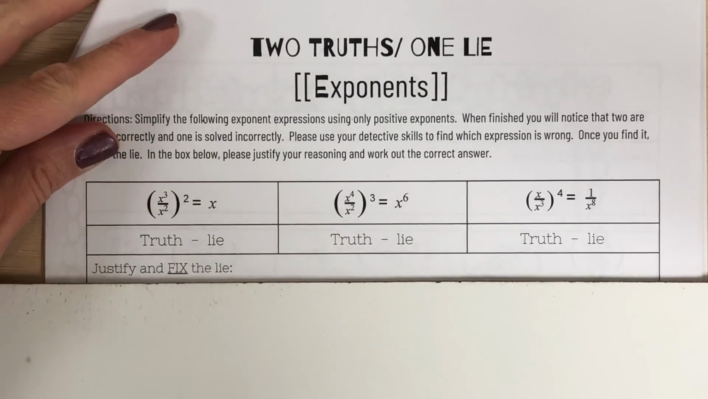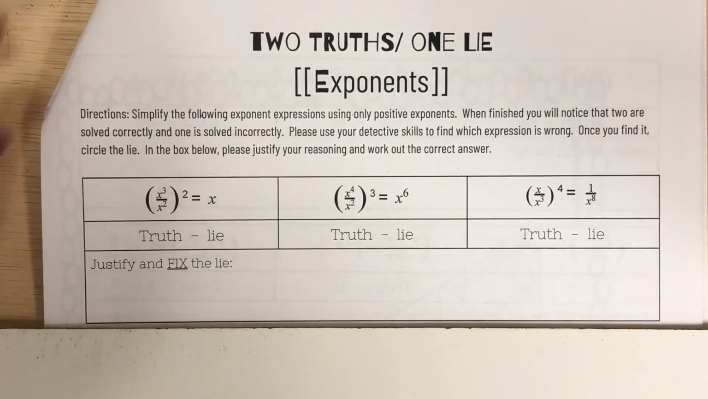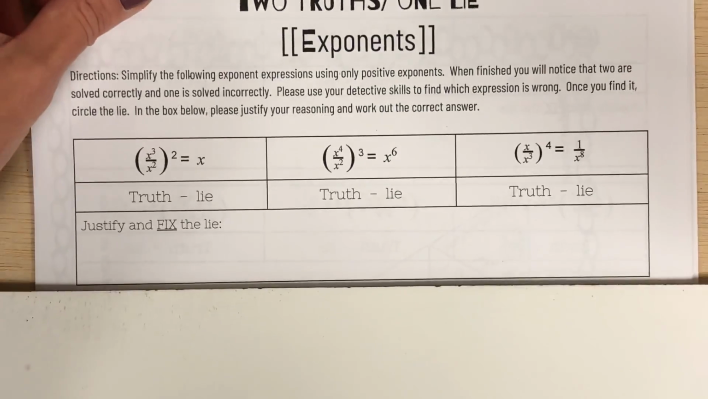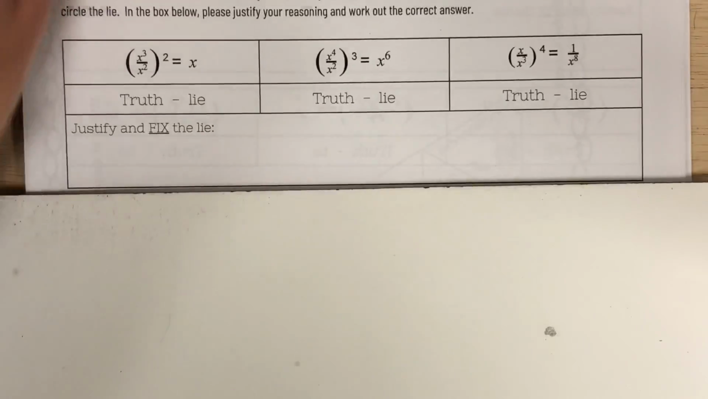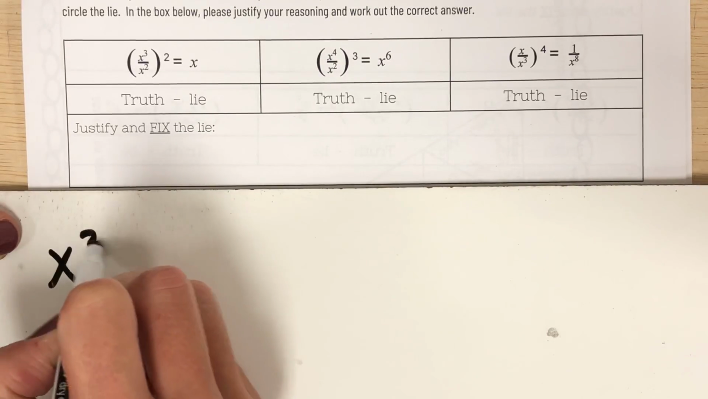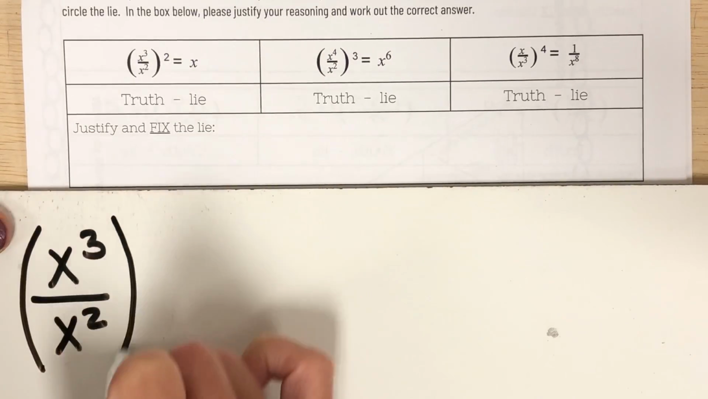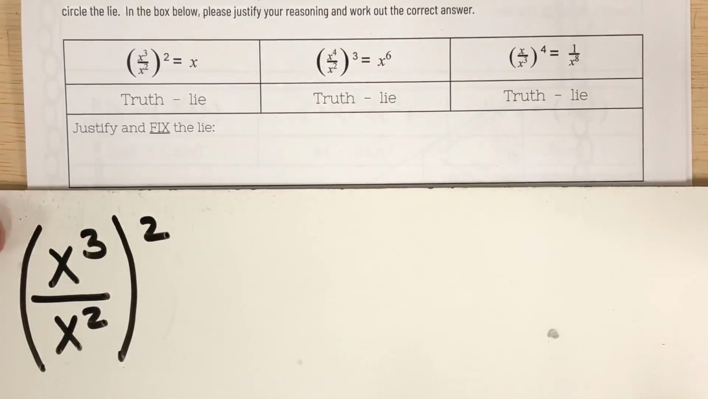We have to figure out which one is the lie, which one is incorrect, and then we have to fix it. So let's go ahead and do the first row together. All right, so the first one, I have x to the third over x squared, and then I am going to square that. And I need to figure out, does that indeed come out to x?